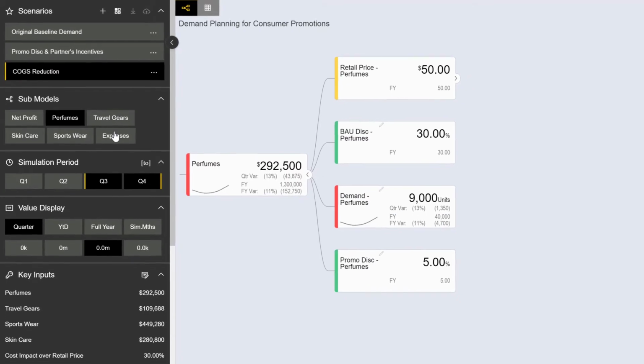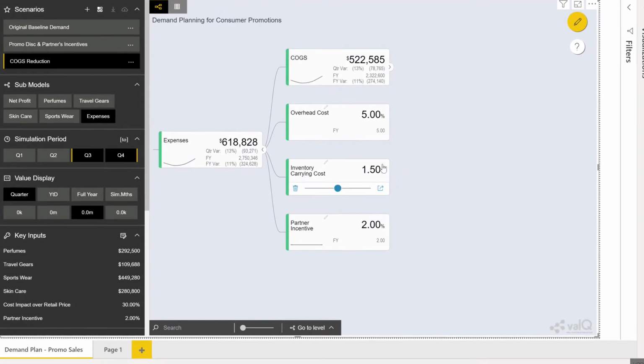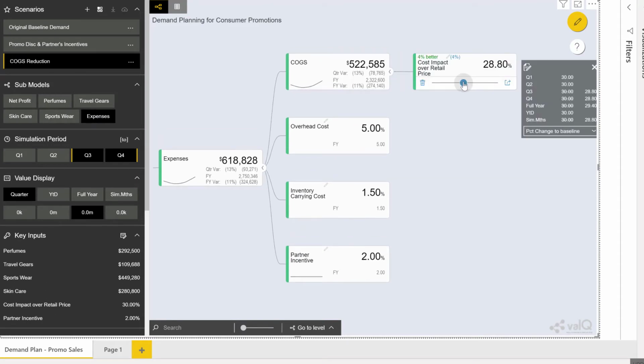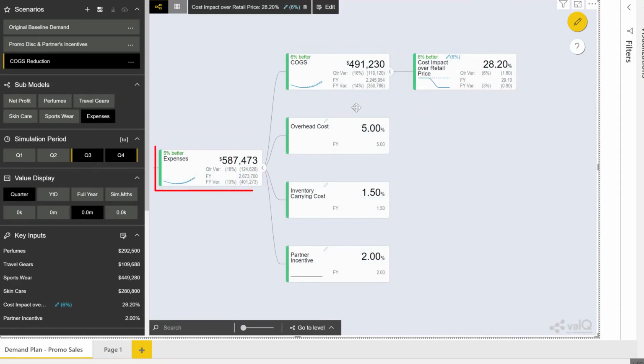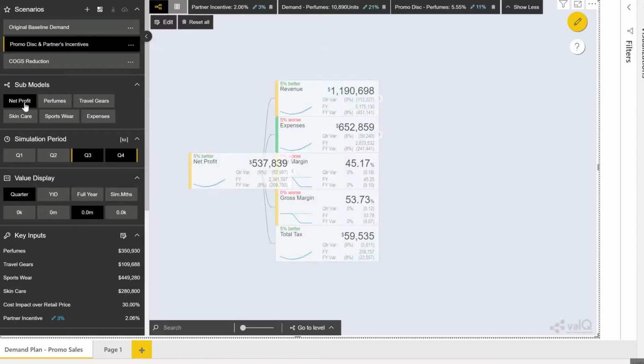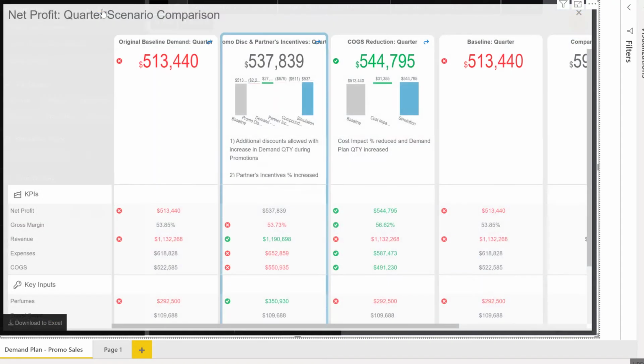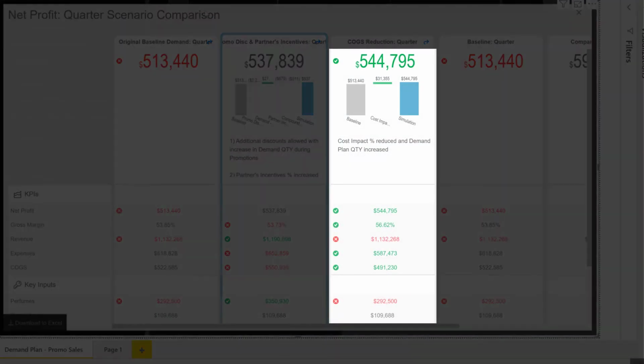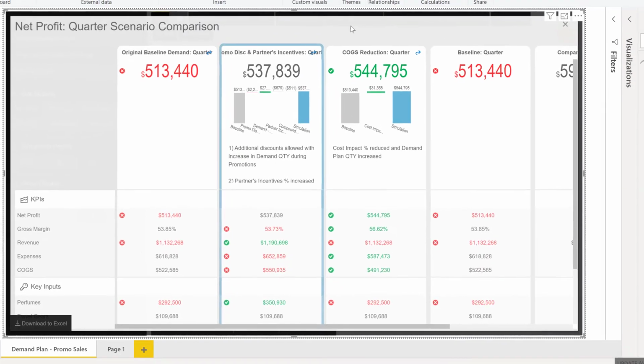Another scenario, which is related to expenses, what we get is a better result after reducing the cost of goods sold impact. Now, by comparing the scenarios, an enterprise can take a decision and select the one which favors the business more.